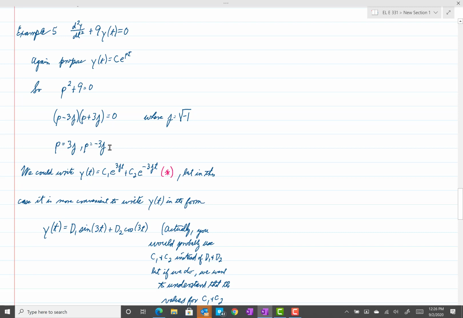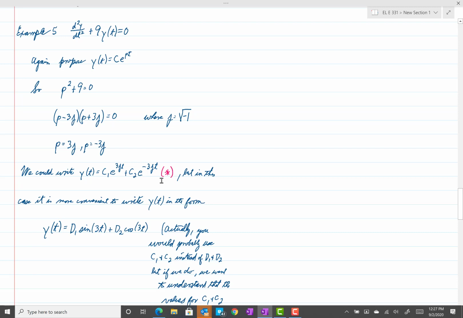When you did this kind of problem in math, you probably would have written it as 3i and minus 3i, but in electrical engineering, we usually use j instead of i. So 3j and negative 3j, where j is the square root of negative 1. Now, if you wanted to follow exactly the format that you have had for the previous problems, then you would write, okay, this means then that the solution is y of t equals c1 e to the 3jt plus c2 e to the minus 3jt.